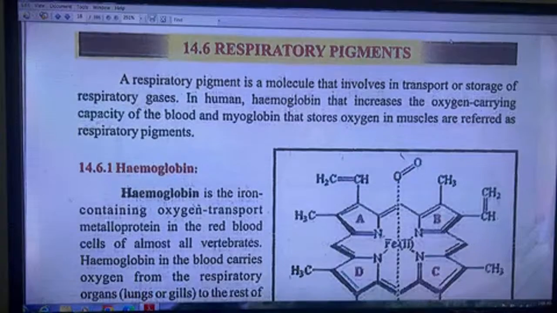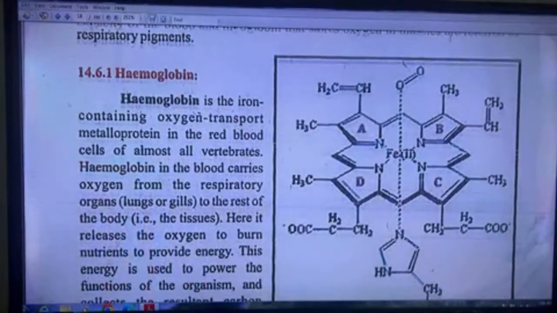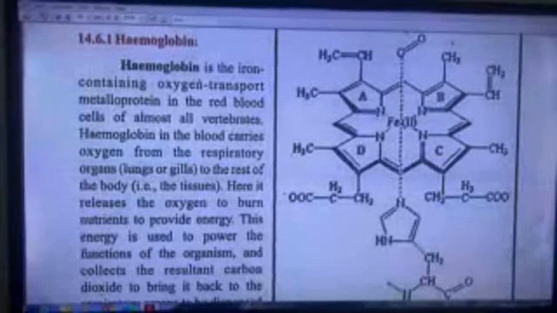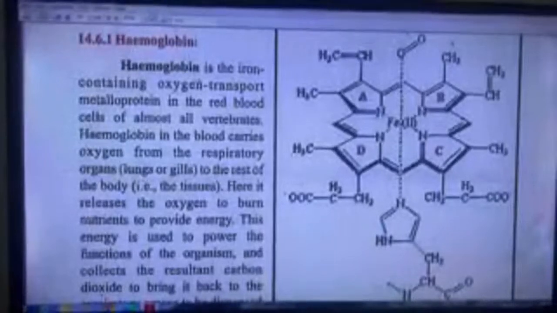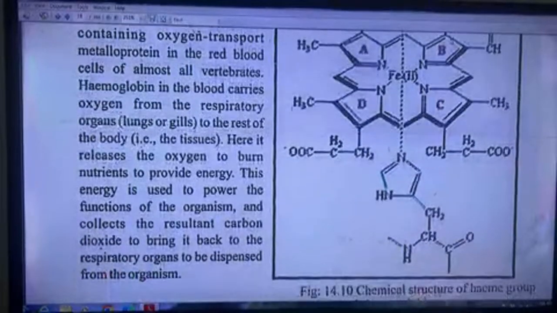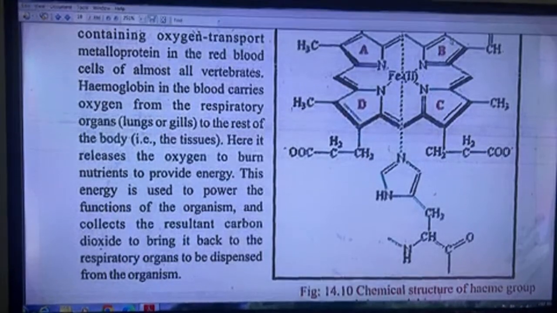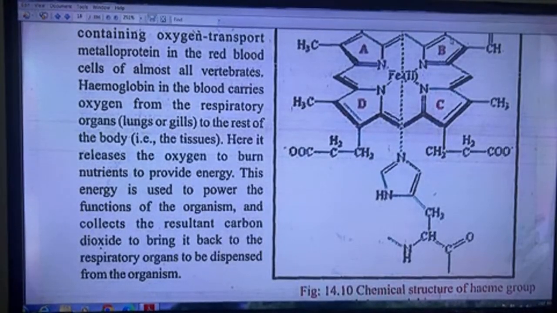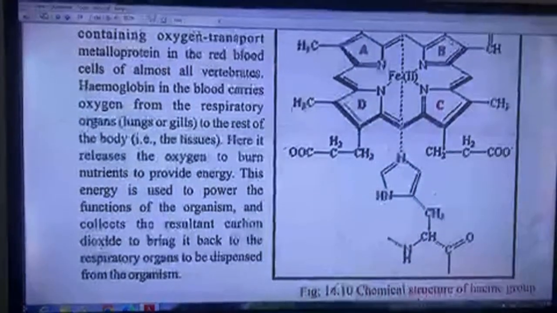Hemoglobin. Hemoglobin is the iron-containing pigment in the red blood cells of almost all vertebrates. Hemoglobin in the blood carries oxygen from the respiratory organs, lungs or gills, to the rest of the body, the tissues. Here, it releases the oxygen to burn nutrients to provide energy. This energy is used to power the functions of the organism, and hemoglobin collects the resultant carbon dioxide to bring it back to the respiratory organs to be dispensed from the organism.